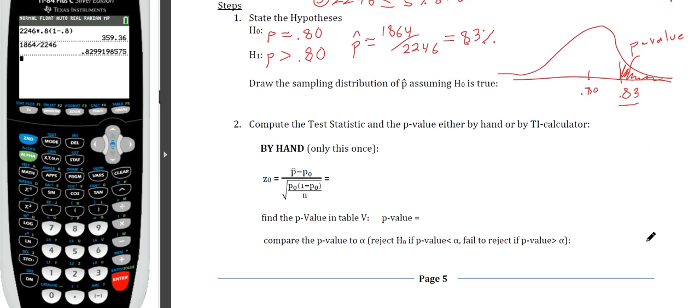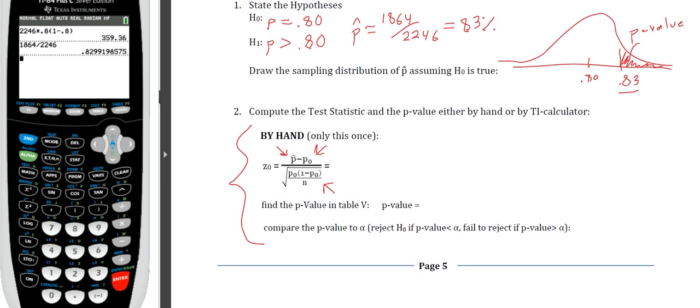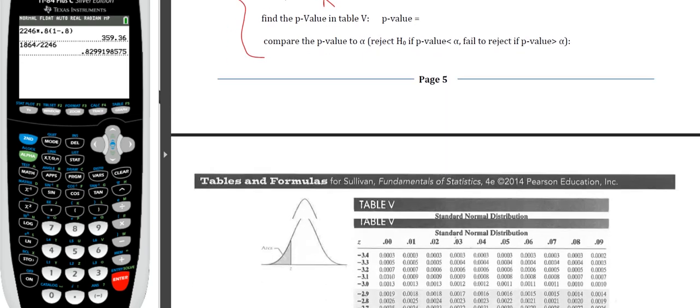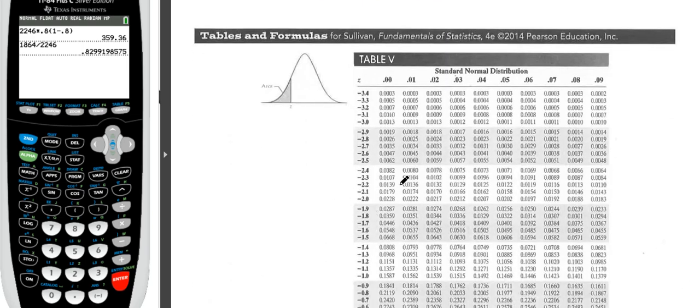Now, when we do this, we can compute the test statistic and the p-value either by hand or via the calculator. If you want to do this by hand, go for it. We have the formula here. You have your p hat value, which is the one that we got. P sub 0 is the one that would be in your hypothesis. And then you divide that by the standard deviation with p sub 0. You can find that z-score. You can find what the p-value is based on the table 5, which we used back in chapter 8 and 7. If you want to use that, you can. What I'm going to do, I'm going to forego that. And here's that table here if you also want to find it here.